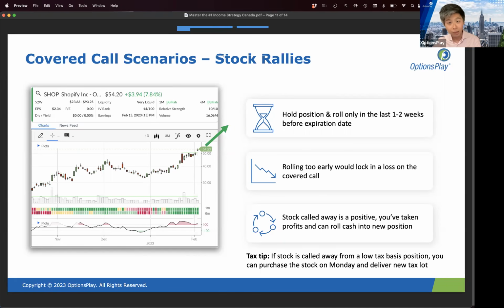Buy low, sell high. What you're doing here with a covered call is you're selling high, and now you have the opportunity to take that cash and buy low again for a new stock. That's what we call the wheel strategy.